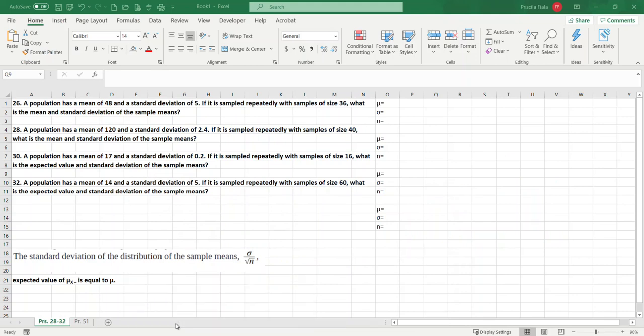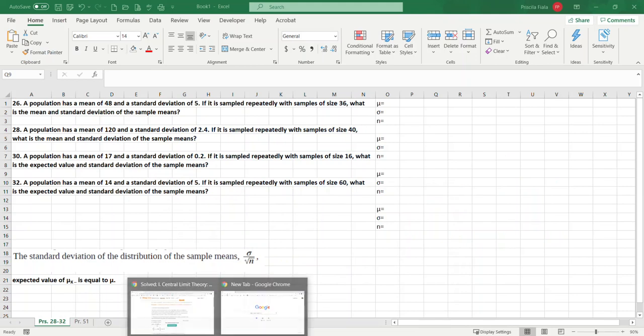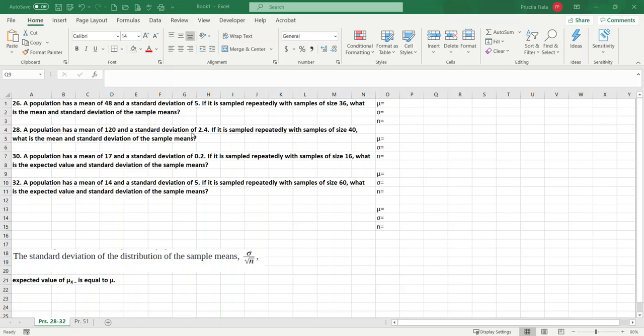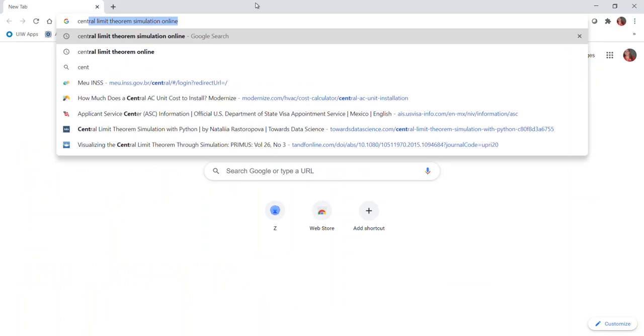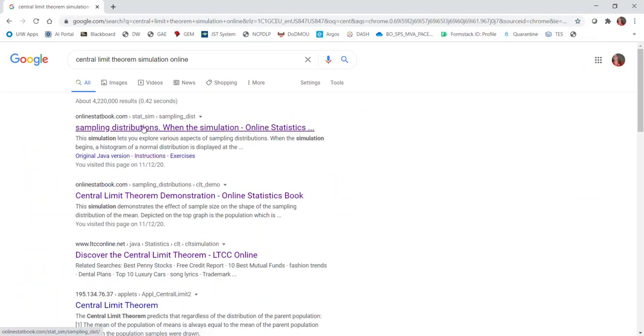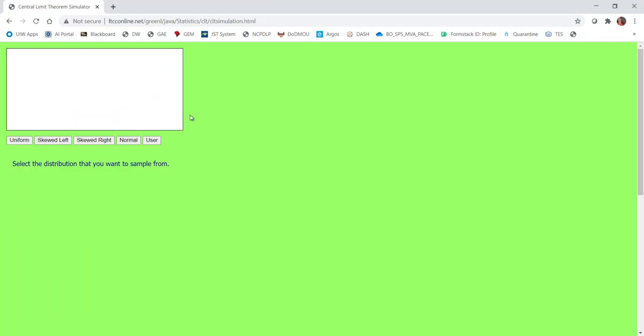Before I go any further, I found several websites where you can practice the CLT. I'm not sure which one. Let me try this one right here. Okay, this is a good one.